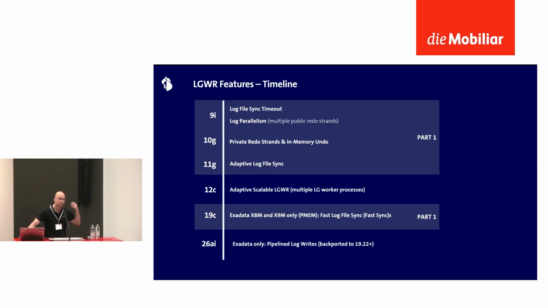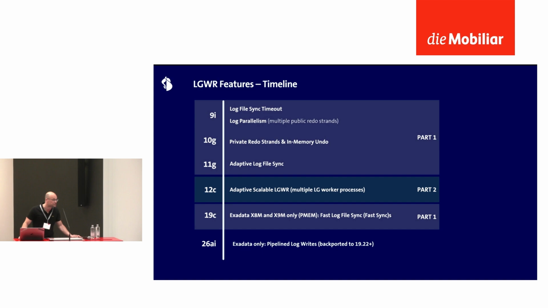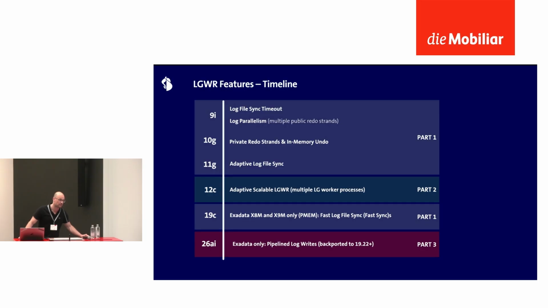We looked into commit optimizations, and today we're going to look into the other part of LogWriter, which is about writing. And I hear you now, how can it be that writing is so complex? You will see what Oracle did. It is quite fascinating. So today's part is mainly about this feature here. It goes by the tongue-breaking name Adaptive Scalable LogWriter, and it was introduced back in 12c. There's a new one, and I'm planning to speak about that one the next time in part 3, called Pipelined LogWrite, which is unfortunately only available on Exadata.